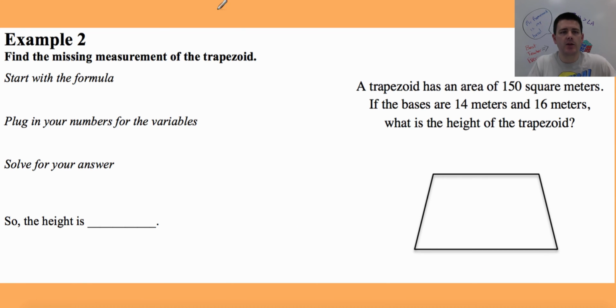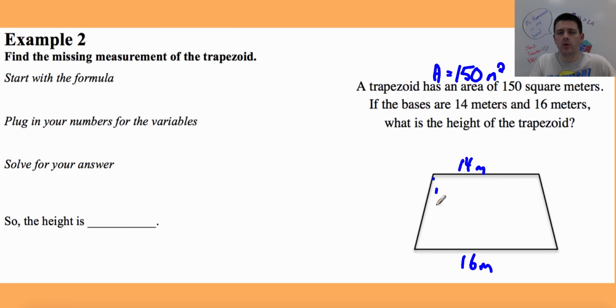All right, last one. Going backwards, finding that missing measurement. Now, a trapezoid, the equation's a little bit more complicated, so it's going to take a little bit more work to work backwards, but we can handle it. The key is, know what information you're given. So it tells me the area is 150 square meters. So I know my area is 150 meters squared. My bases are 14 meters and 16 meters. So I'm going to put those into my drawing just because it helps me visualize what's going on.